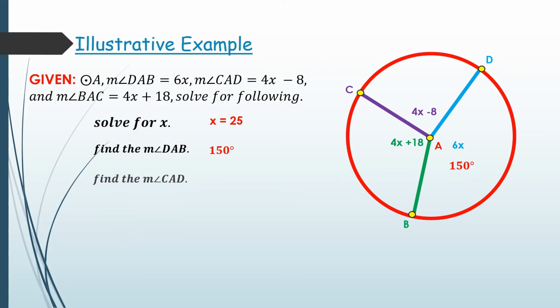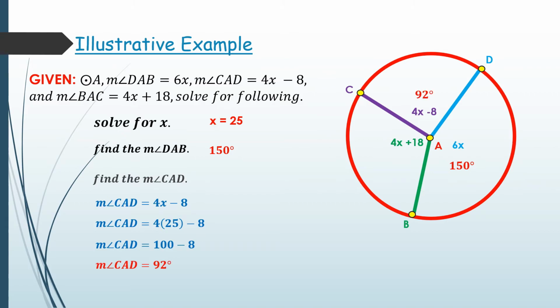So let's try to find the measure of angle CAD. In our given figure, measure of angle CAD is equal to 4x minus 8. Since that is 4x minus 8, we're just going to replace the x with 25, and that will give us 4 times 25 minus 8. And this one will give us 100 minus 8, which is 92 degrees. So therefore, measure of angle CAD is equal to 92 degrees.